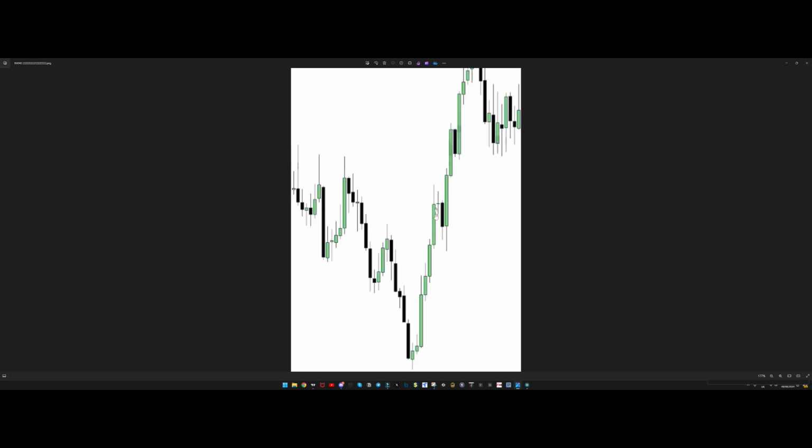This is the true CSD right here, this move. Once this move happens, there's two things that have to happen, okay? We have to close above the breaker, and we have to close above the SIBI. Once this happens, this is confirmation, right? This is a high probability setup. This is the only kind of setup that you should be looking for, okay?